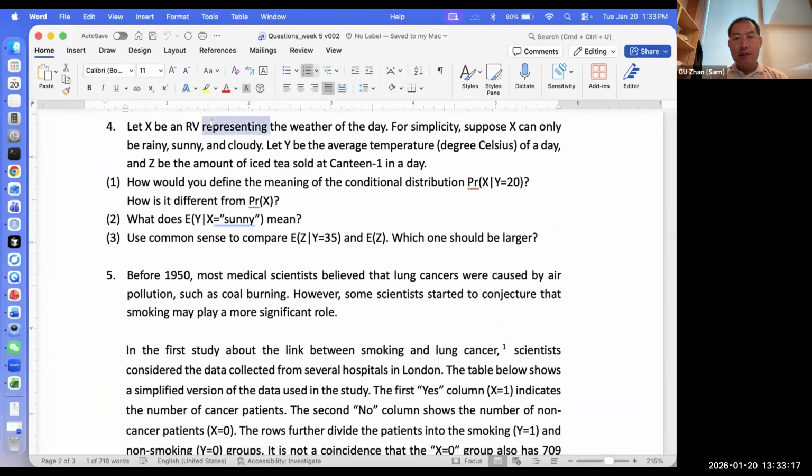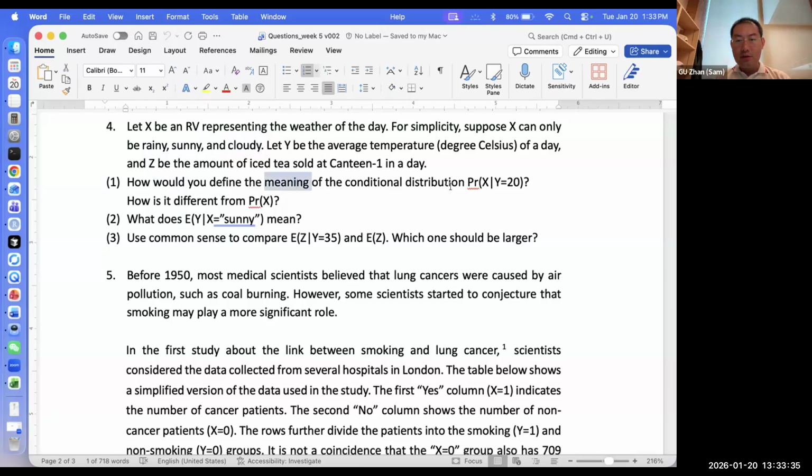Let X be a random variable representing the weather of the day. X can be rainy, sunny, and cloudy. Y is the average temperature, in degrees Celsius, of a day. Z is the amount of iced tea sold at the canteen in a day. Okay, so look at 4.1.